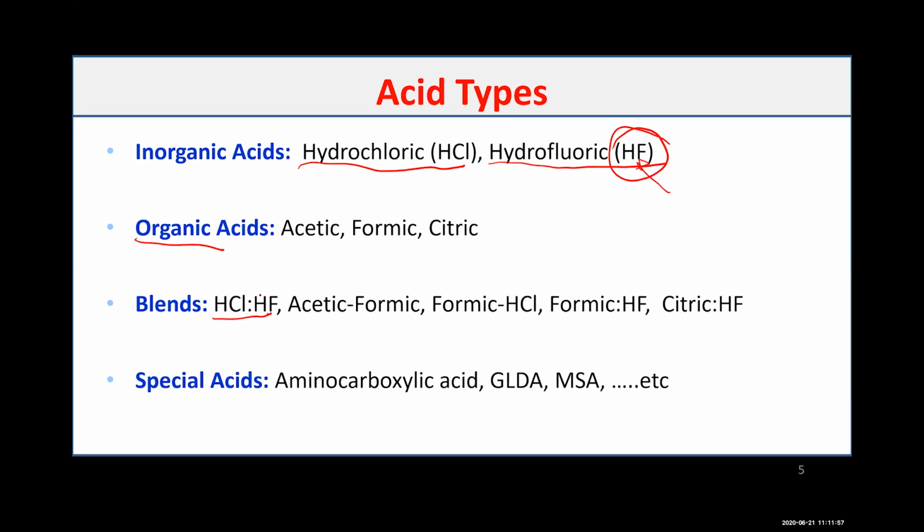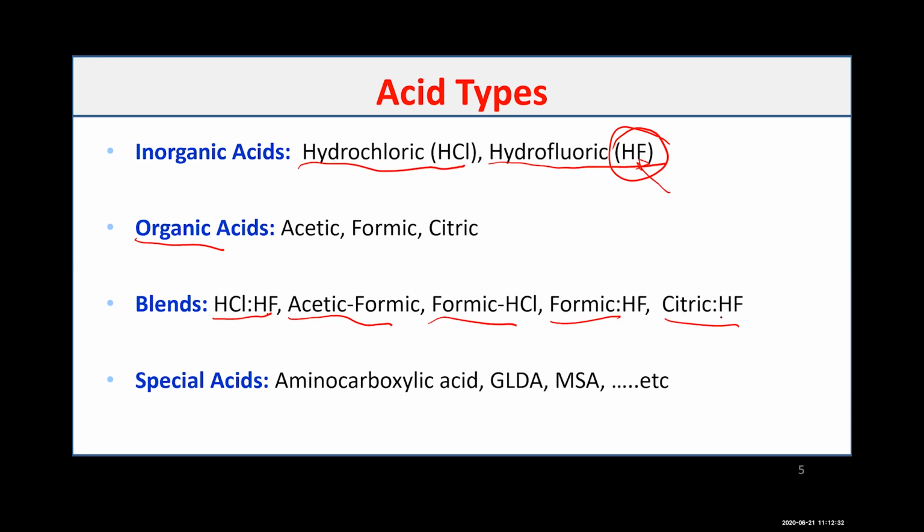We also can have a blend between just the same family of organic acids, like acetic formic, or formic citric, or citric acetic. And then you can have a blend of both, some organic, some inorganic, like formic HCl, or formic HF, or citric HF. So you can do a lot of blends, and as engineers, that's one of the best areas that we work in. We also, in optimization, try to get the best design for the best solution.